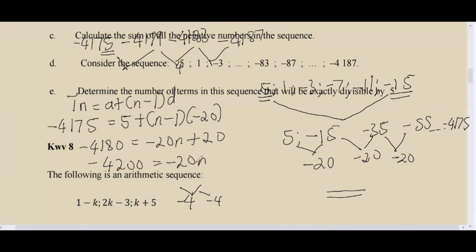Now, at this point, we understand that we have to divide both sides by negative 20. So dividing both sides by negative 20, we have n is equal to negative 4,200 divided by negative 20. That's 210, right? So we find our n is 210. That means from this sequence that we are seeing here, there are 210 terms that are exactly divisible by 5, right? So only 210 terms that are exactly divisible by 5.